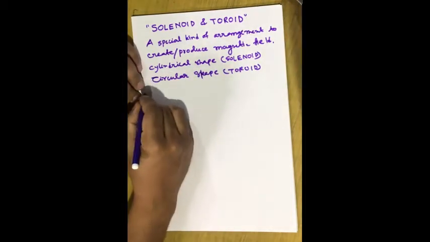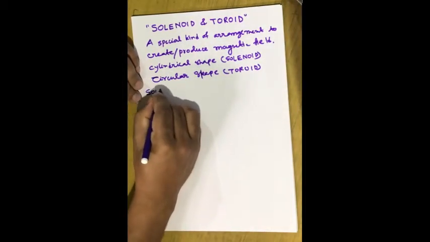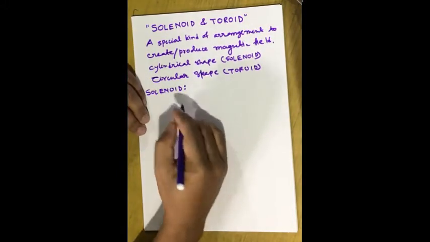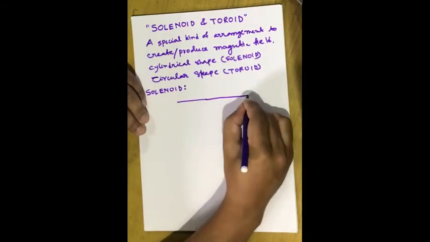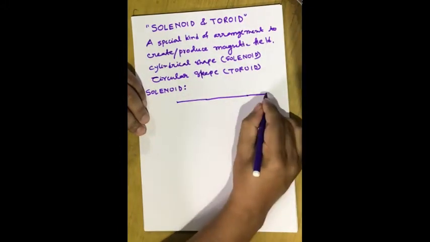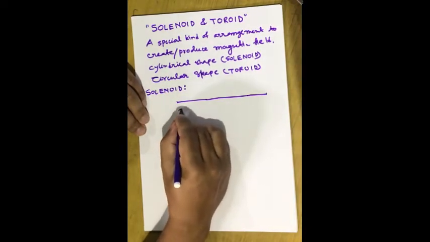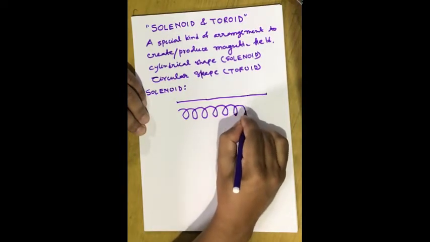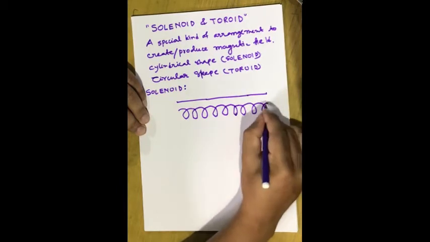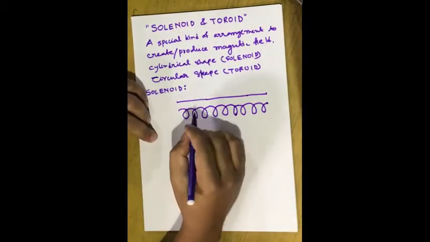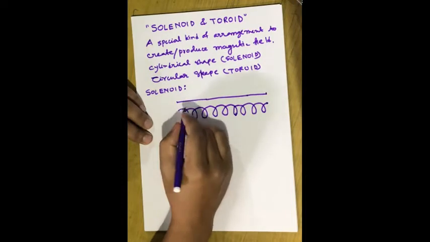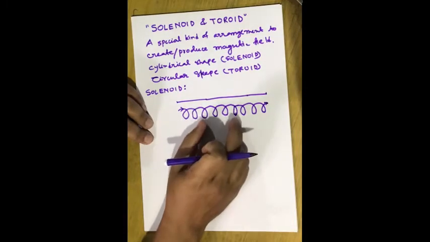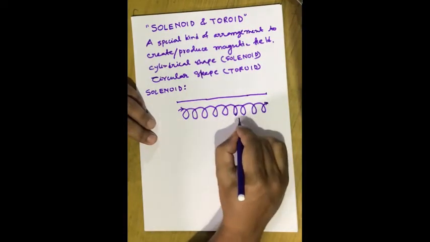Let's first discuss the solenoid. Now what is a solenoid? Suppose you take a long conducting wire, and then you turn the wire in the form of a helix. This is the form of a helix, right? Now you let current I pass through this arrangement. This arrangement will be termed a solenoid.